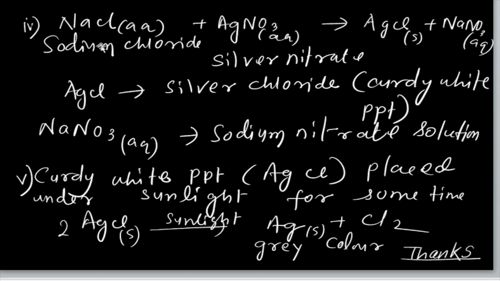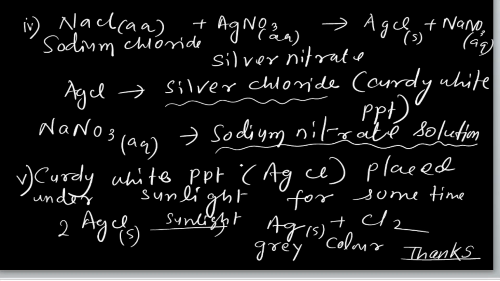Now see the reaction. You take sodium chloride in a test tube and add silver nitrate aqueous solution to it. Silver chloride is formed as a cloudy white precipitate. Sodium nitrate is written as aq because it is soluble in water. Silver chloride is written as solid because it is a precipitate. In the reaction, on the product side, silver chloride is a precipitate, while sodium nitrate is a clear aqueous solution, which means it is soluble in water.